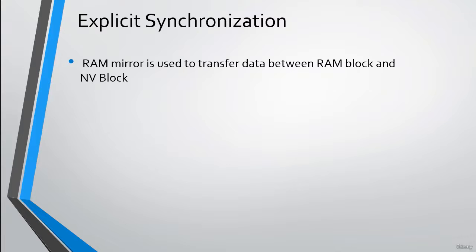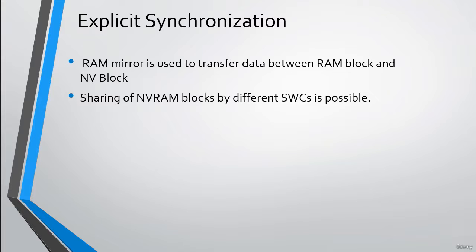Here, because we have an extra copy, we can actually employ the sharing of NVRAM blocks by different software components, because we are not all writing to the same block at the same time. That is the RAM block. Instead of the RAM block, we have the RAM mirror also available. Because of that, we now have the opportunity to use multiple software component access.